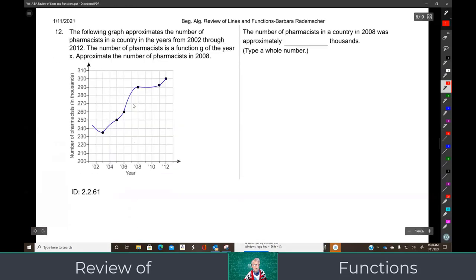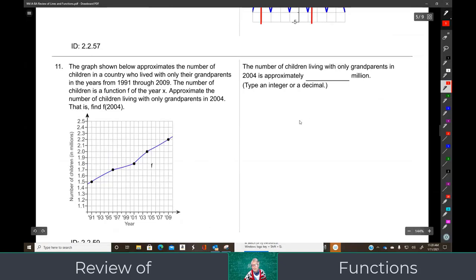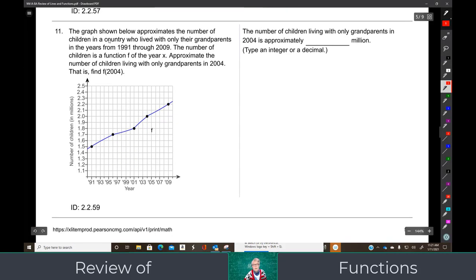Now here we have a couple of general graphs. And you know how to read a graph probably, but we're gonna work on this. The graph shown below approximates the number of children in a country who lived with only their grandparents in the years from 1991 to 2009. The number of children is a function of the year X. That is, in 91, you had that many millions of children living with grandparents. In 2009, you had this many children living with grandparents. Incidentally, these numbers are not true. That's why they say in a country. Okay, they just made it up to make a graph.